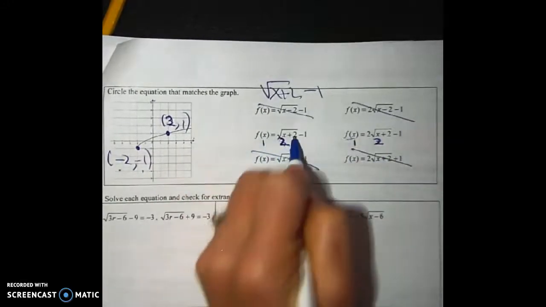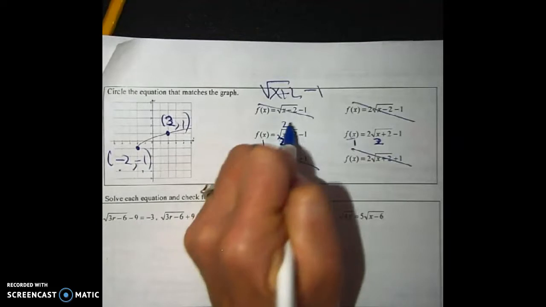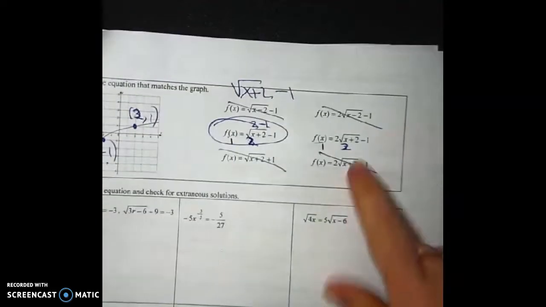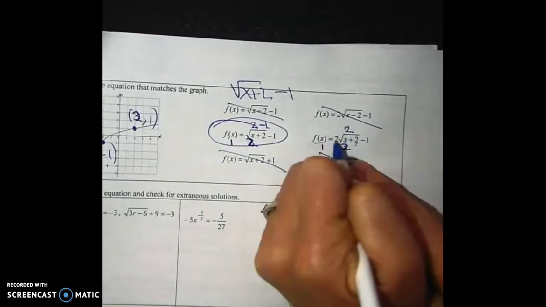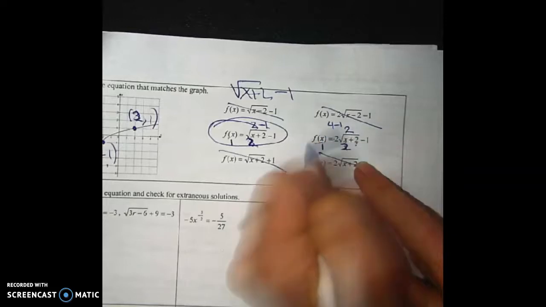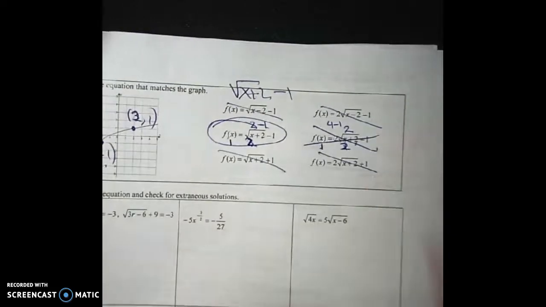So 2 plus 2 is 4. The square root of 4 is 2. 2 minus 1 is 1. So that works. That means this should not. So I better double check. 2 plus 2 is 4. The square root of 4 is 2. 2 times 2 is 4. Minus 1 is 3. That one doesn't work.